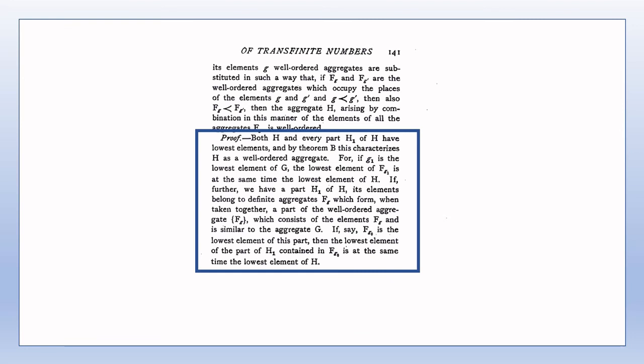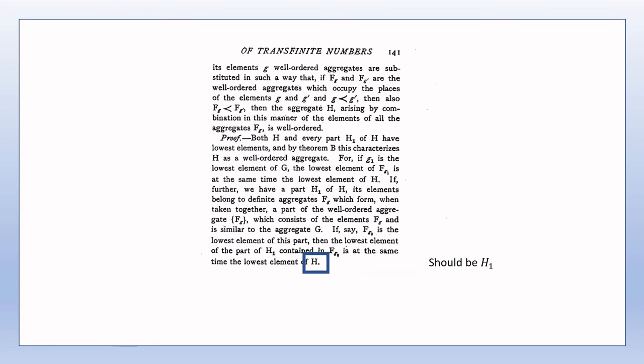Therefore, any part of the aggregate of FGs is well ordered by theorem C of this section. The part of H1 contained in F sub G0 is thus a part of a well-ordered aggregate, and so has a least element. A typographical error on this page is that the last H in the proof of theorem E should be H1.